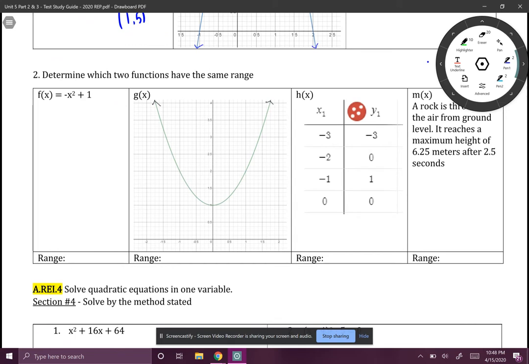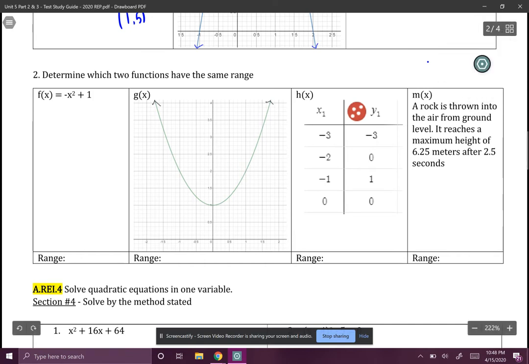Determine which two functions have the same range. Range has to do with our y values, and in order to figure that out, we have to look at our vertex. So let's start with our graph first. The range of this function, our lowest possible value is at 1. So we're going to put a 1 with a bracket. This parabola increases forever. So we know that it's increasing to infinity with the parentheses.